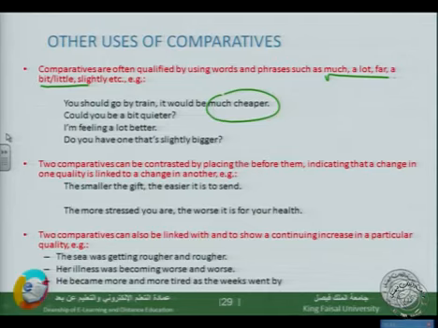يعني مش أرخص، أرخص بكثير. Could you be a bit quieter? ممكن تشوف تكون أهدى شوي. فش a bit بمعنى شوي أو قليل.